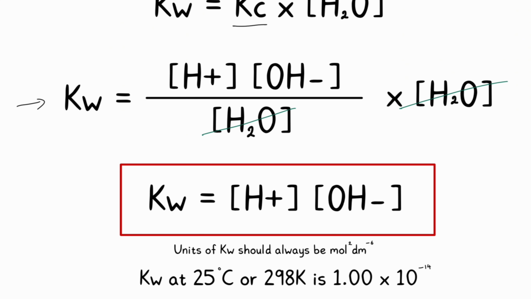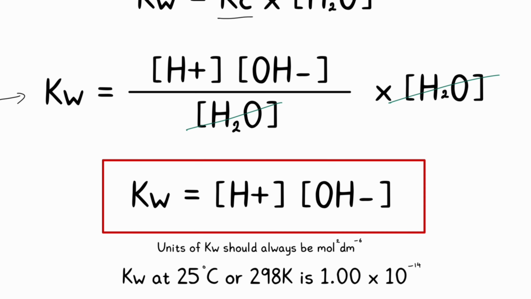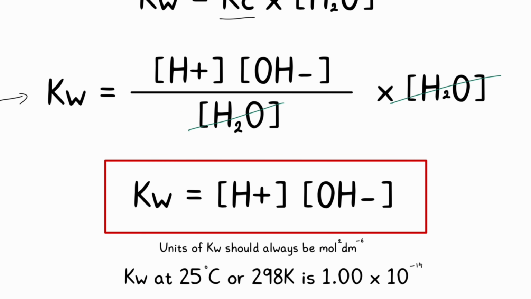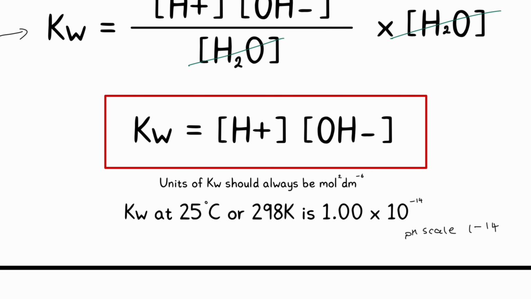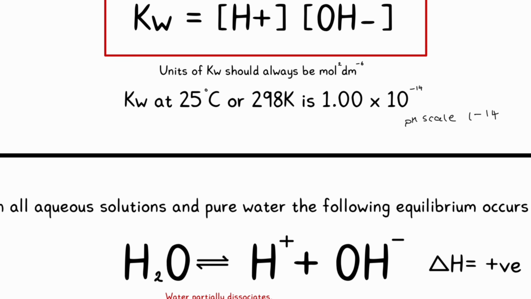If you're very good with units, you might be able to recognize it straight away. But if you put mol dm^-3 into both of the concentration boxes, you will get the units of Kw being mol^2 dm^-6. Now, Kw at 25 degrees Celsius or 298 Kelvin is 1 times 10 to the negative 14. A good way to remember this is it's very similar to the pH scale, because the pH scale is 1 to 14. That's a good way of remembering it if you need it. But it's really important that you do remember that value.